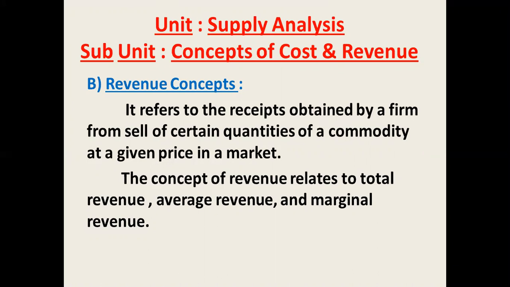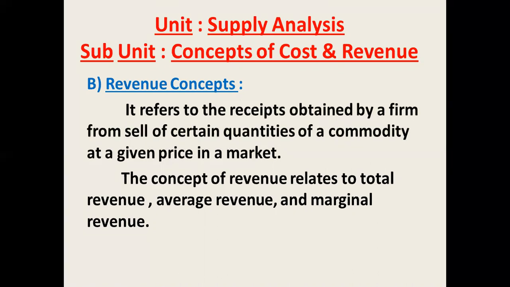It means the producer has produced different goods and services. Those goods and services are available for sale, a given quantity of a commodity in the market at various prices. At that time, he receives some payments, or some amounts. That is called the revenue. In technical language, it refers to the receipts obtained by a firm from the sale of certain quantities of a commodity at a given price in a market. That is called the revenue.